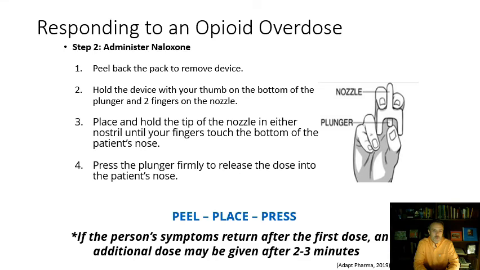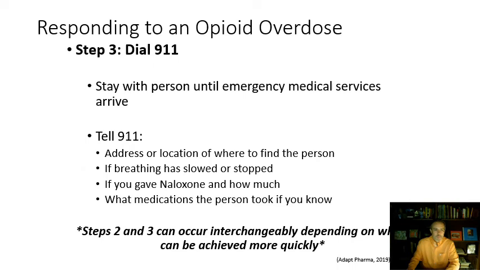Step 3, dial 911. Stay with that person until emergency medical services arrive. Tell the 911 operator your address or location, where to find the person, if breathing has slowed or stopped, if you gave naloxone and how much or how many doses, and what medications you think the patient may have taken.